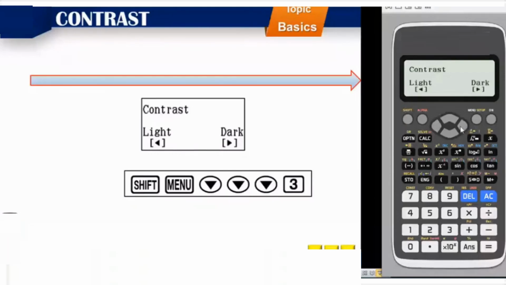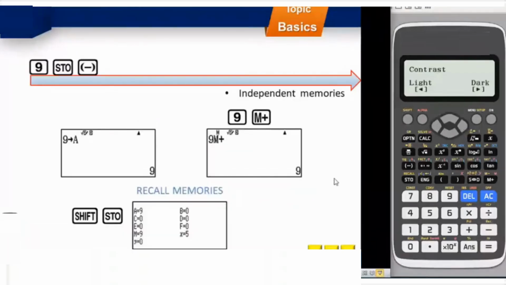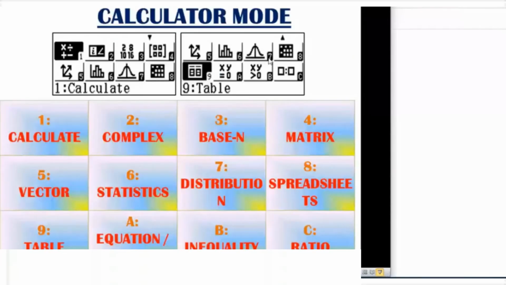So this was the setup menu. I have already taught you the store features. So this is the calculator mode. There are 12 modes of the calculator. Mode 1 is calculate, mode 2 is complex, mode 3 is base n, mode 4 is matrix, mode 5 is vector, mode 6 is statistics, mode 7 is distribution, mode 8 is spreadsheets, mode 9 is table, mode A is equation and function, mode B is inequality, and mode C is ratio.